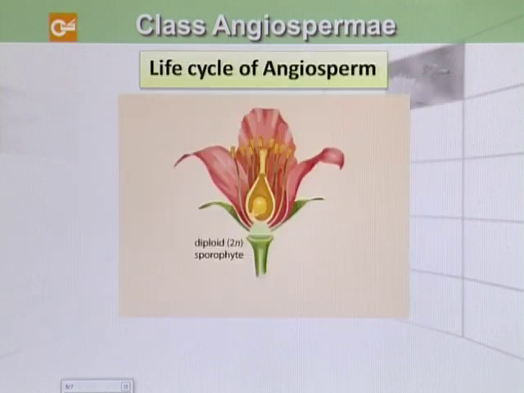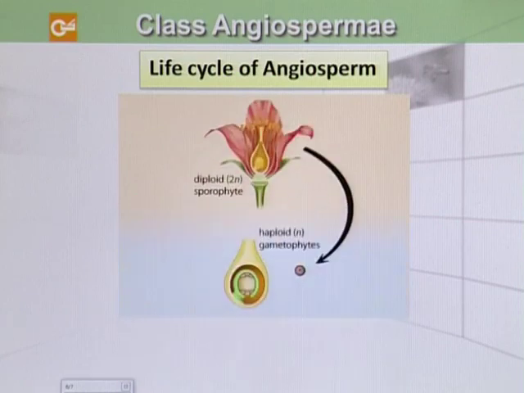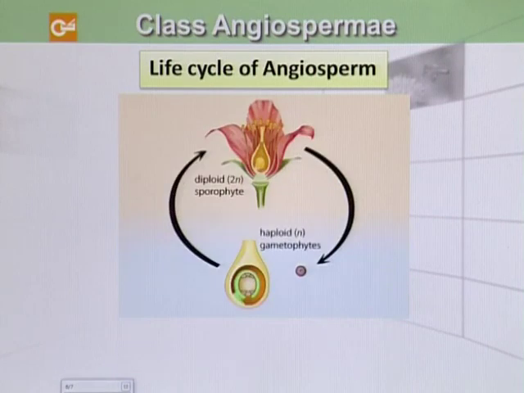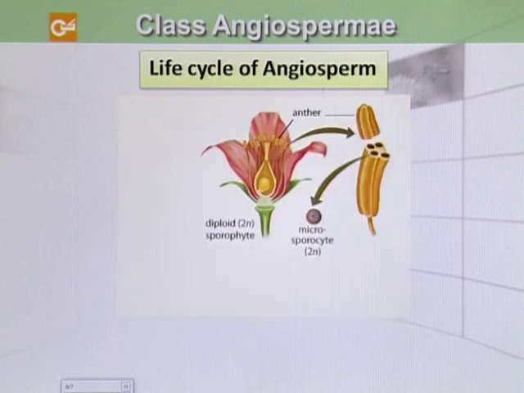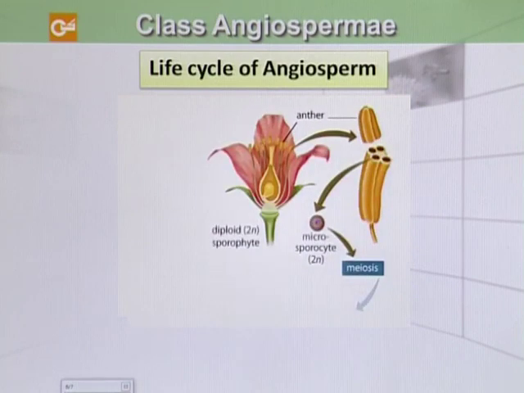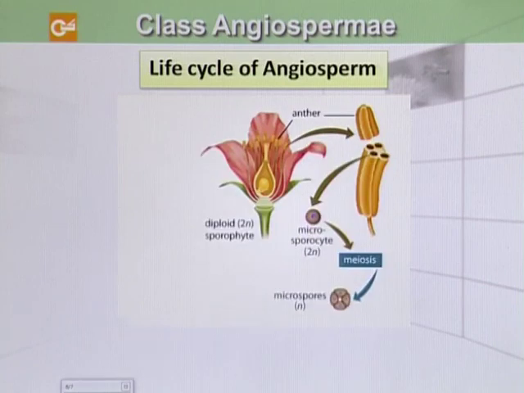So now we will switch to the life cycle of angiosperm. We know that the life cycle of angiosperm alternates between the haploid gametophyte and diploid sporophyte generations. In this case, the sporophyte generation is the dominant generation, while the gametophyte generation is dependent on the sporophyte generation. You can see here inside the anther there is the microsporocyte, which is 2N or diploid. It undergoes meiosis and forms microspores.